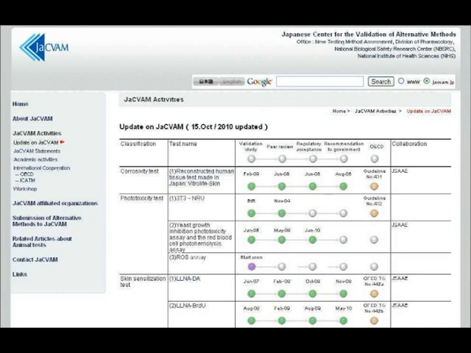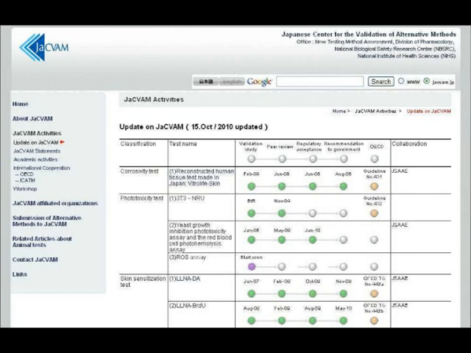Obviously this is the equivalent of the European Centre for the Validation of Alternative Methods and the US Centre for the Validation of Alternative Methods, which is obviously called the Interagency Coordinating Committee on Alternative Methods, if I remember correctly. So these are the three big alternative sites, the validation alternative methods organisations in this field of toxicology.